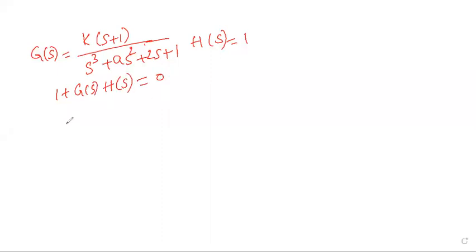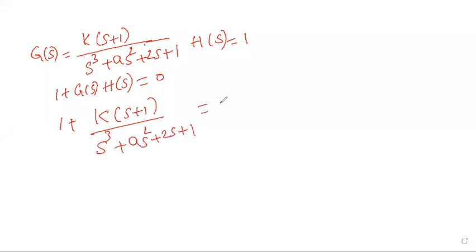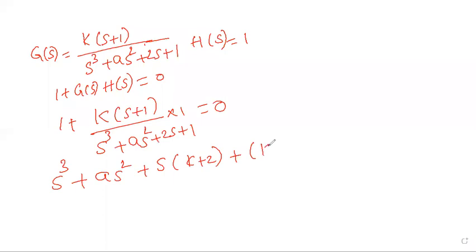1 plus G(s)H(s) equal to 0. So 1 plus k into (s plus 1) by (s cube plus a s square plus 2s plus 1) equal to 0. Right, H(s) is 1. So finally the characteristic equation is s cube plus a s square plus s into (k plus 2) plus k plus 1 equal to 0, after taking the LCM and simplification, after taking the common s.